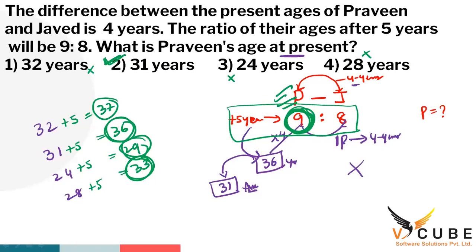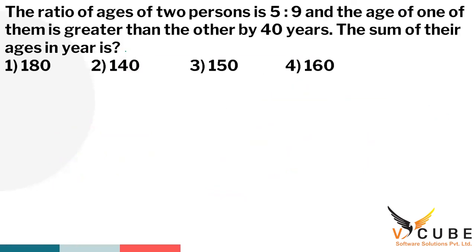Is it clear, guys, all of you? Yes, sir. Yes, very good. And move on to next question. The ratio of ages of 2 persons is 5:9, and the age of one of them is greater than that of the other by 40 years. The sum of their ages in years is?